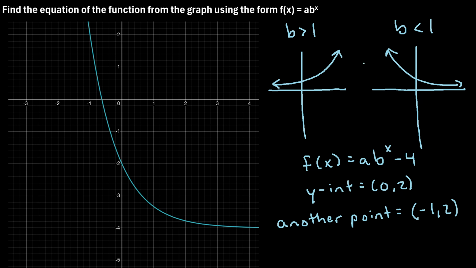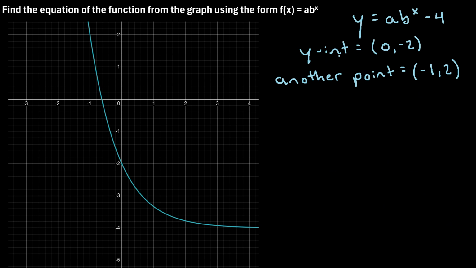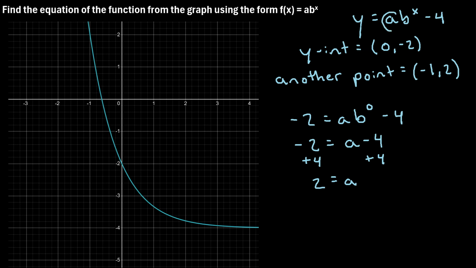So I'm going to clear a little space right here. Okay, so first we're going to plug in the values of the y-intercept into this equation. So we're going to plug in a 0 for x and a negative 2 for y, and we'll be able to solve for a. So here's what we get. Negative 2 is equal to a times b to the power of 0, so we're plugging in a 0 for x, and then minus 4. Now, what we'll find is that anything to the power of 0 is just 1. So negative 2 is equal to a times 1, or just a, minus 4. To solve for a, we can add a 4 to each side, and we'll find that 2 is equal to a. So a is equal to 2.